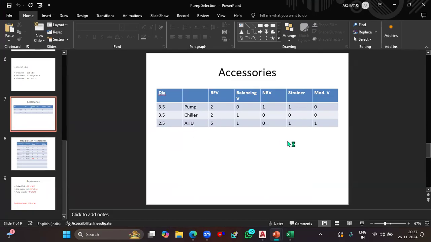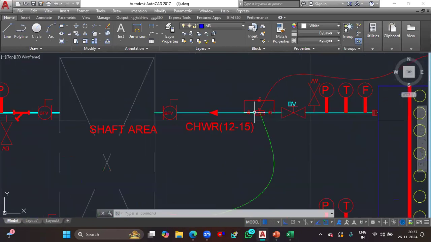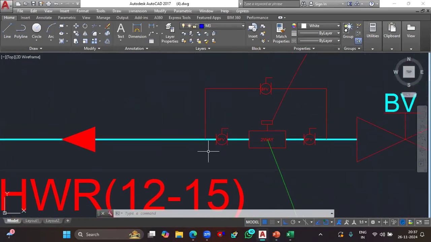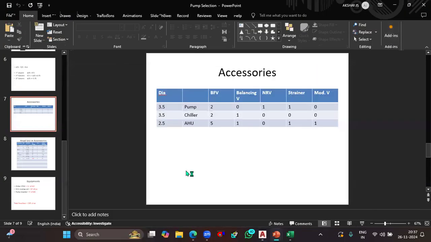And for AHU, you'll be having a butterfly valve for inlet and outlet. Beyond that, for the modulating valve, we can see these three butterfly valves right here, isn't it? So including these three butterfly valves on the AHU, you will be having approximately five butterfly valves per AHU. So that's what they mentioned here. It has to be five.